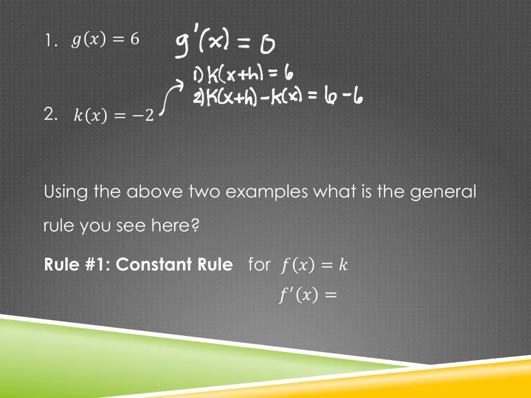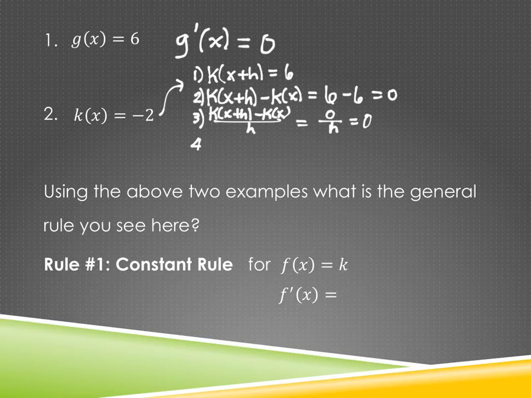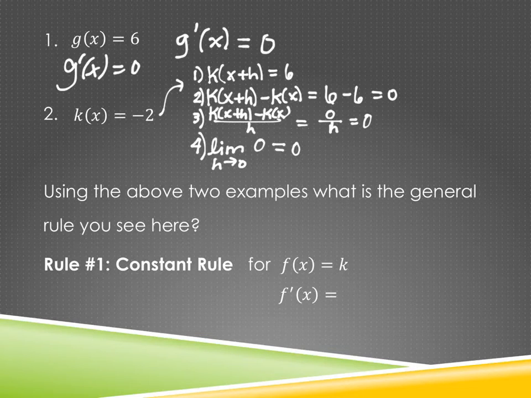Actually, let me put that over here for space purposes. Step 3 is to take that quantity, k of x plus h minus k of x, and divide by h. So now we have 0 divided by h, and we still end up with 0, right? And then the fourth step is to do the limit as h approaches 0 of 0, and we get 0. So the answer to this question, if this is g prime of x is 0, k prime of x, we just found out, is also 0. Okay, so these are our 2 example problems.